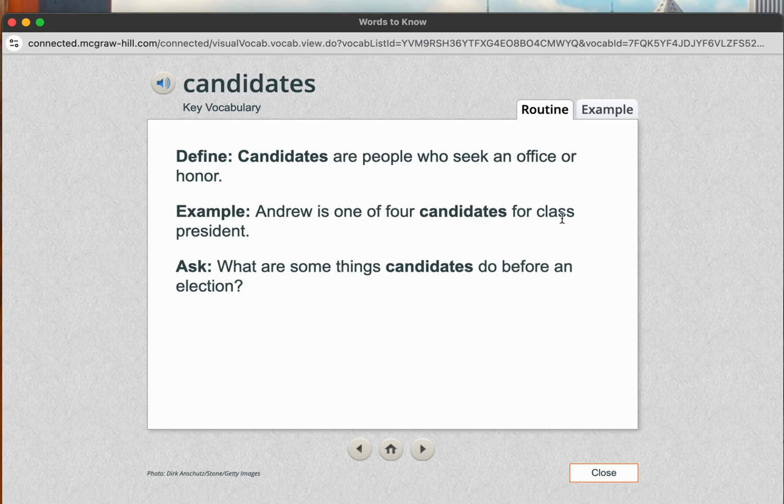So what are some things that candidates do before an election? Does anybody know? Why don't you talk to a neighbor? So before somebody is elected, remember that's another term, before they are given this point of power, what are some things they do? What would they do before an election? If you wanted people to vote for you, what would you do? I'll give you another couple of seconds to talk with your neighbors. Go.